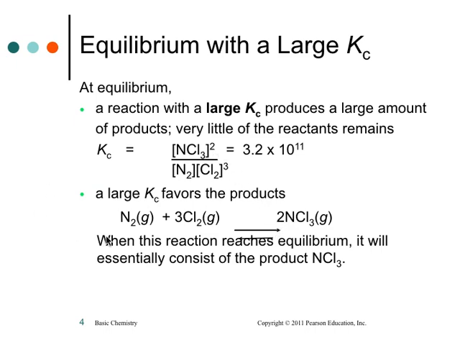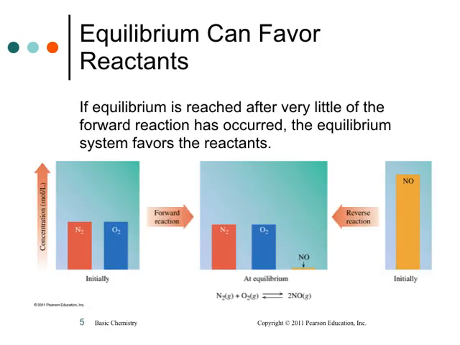Okay? When it reaches equilibrium, when it stops changing, when the numbers kind of equalize, it will essentially consist of product. Very, very little reactant will be left in the jug. Okay? If equilibrium is reached after a very little forward reaction has occurred, meaning very little product is made, then the equilibrium favors the reactants. So you're going to get a huge left arrow and a very little forward arrow.